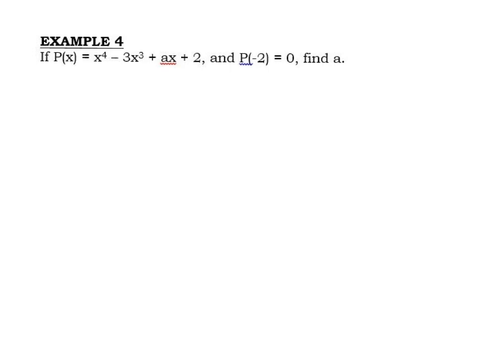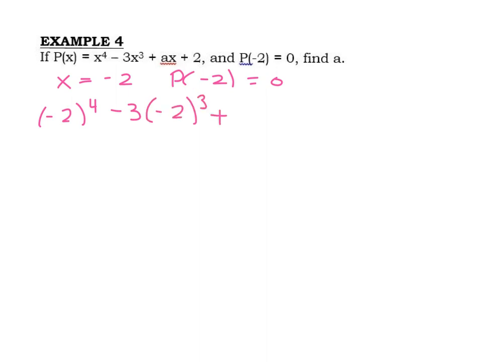And we know that when x is equal to -2, p of -2 gives us a solution of 0. So I'm going to replace all of the x's in my polynomial with -2. So I'm going to have -2 to the power of 4 minus 3 times -2 cubed plus a times -2 plus 2 is going to equal 0.